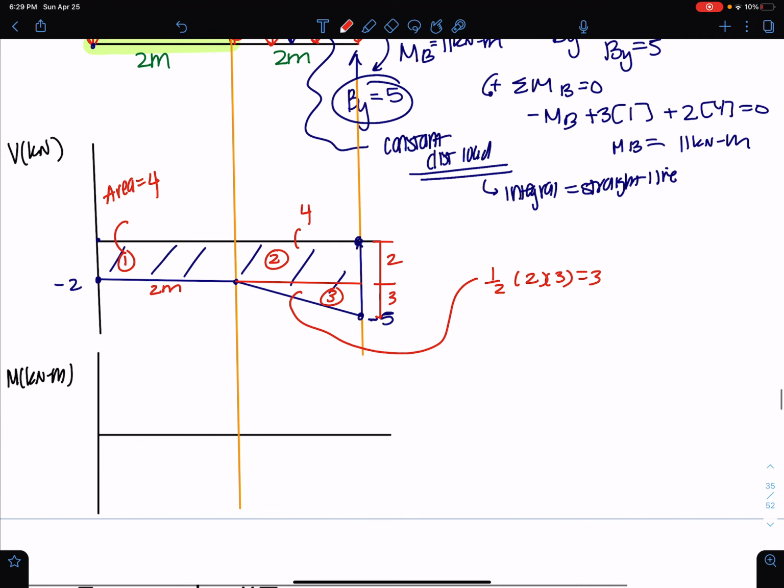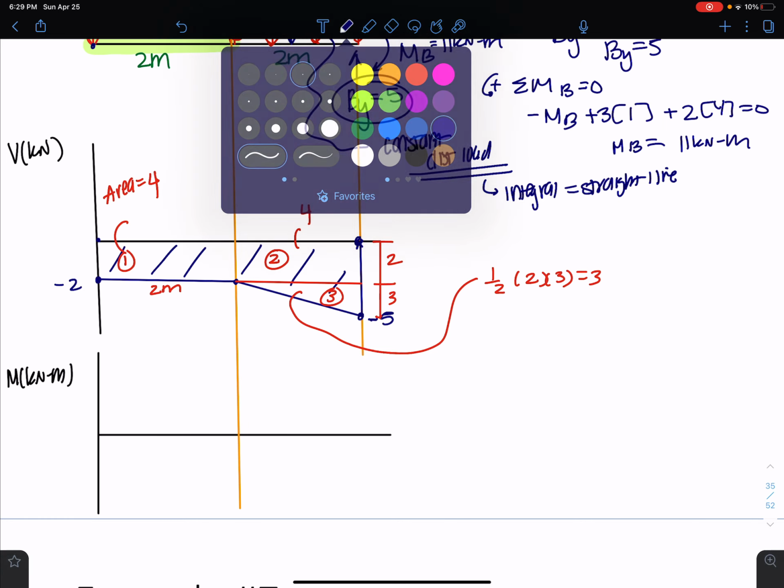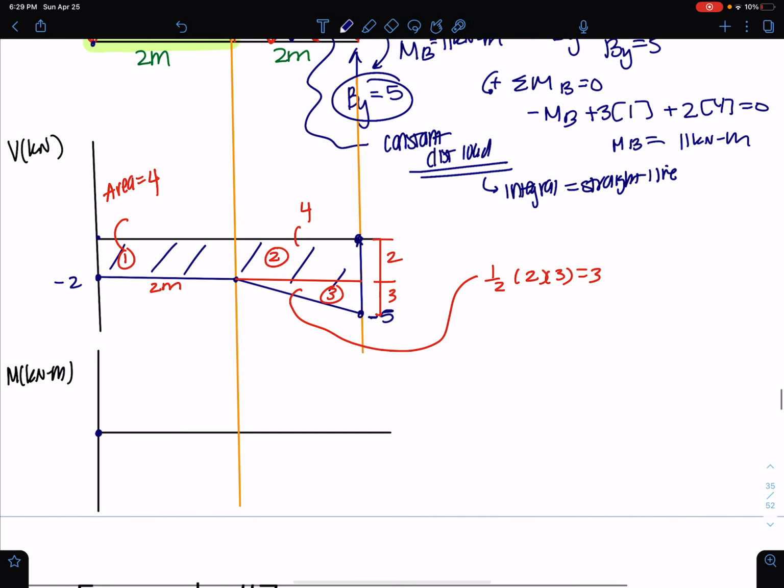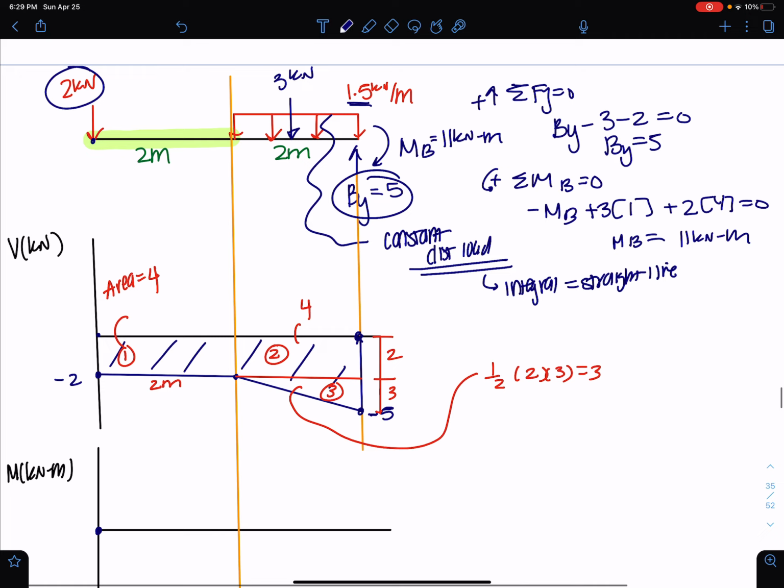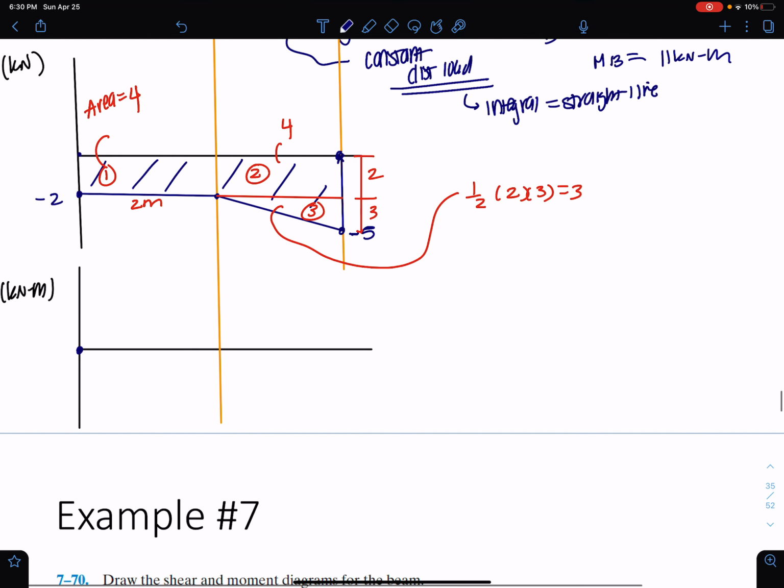Okay. Why am I getting the areas? Because they're going to help me plot my moment. I know that I need to start at 0, and then I know that I have this moment here, 11, that needs to push me back up at the end. So I know I need to end at -11 to push me back up to 0.